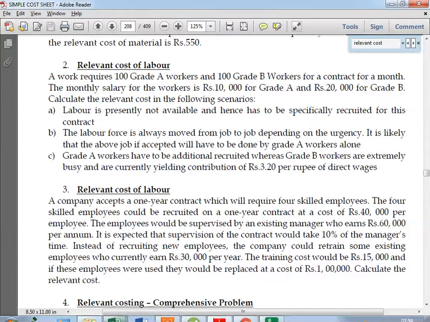Full stop. In this case, labor cost has been deducted, and hence we need to add it back.